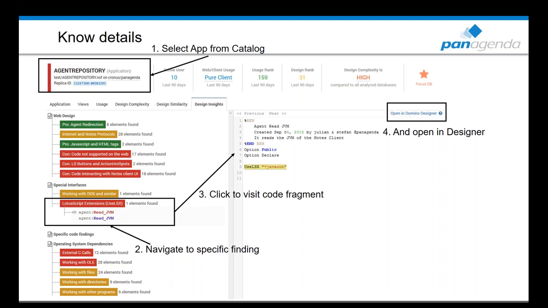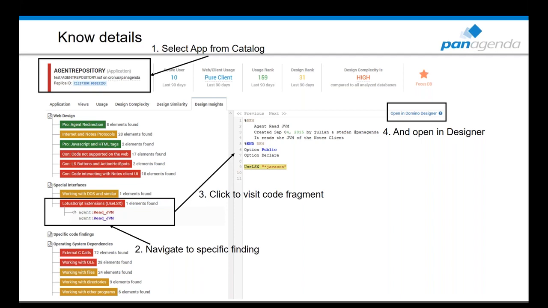On the left-hand side, you would see all the specifics, so you could navigate to a specific finding, like which Lotus Script extensions have been used, and then you could click on it and see the code fragment. So this is a very simple agent, a header showing a use LSX Java con, and if you are in that element, you're already in a piece of code, then you could even open up this element in the Domino Designer and work on it.